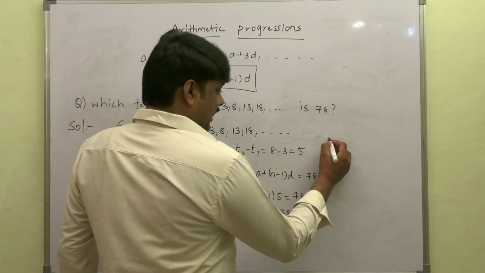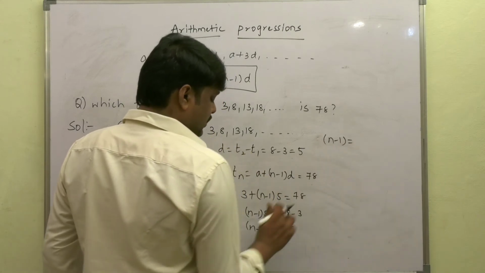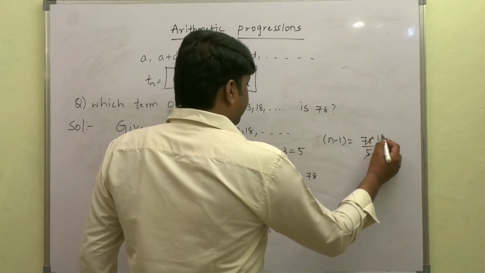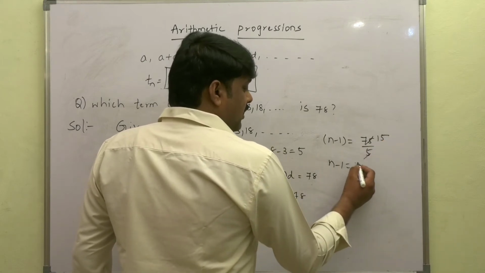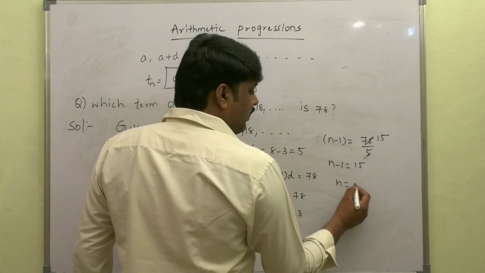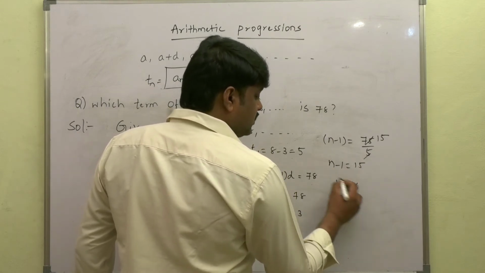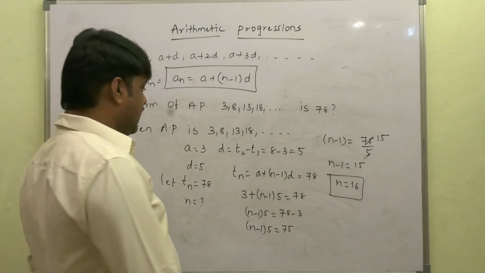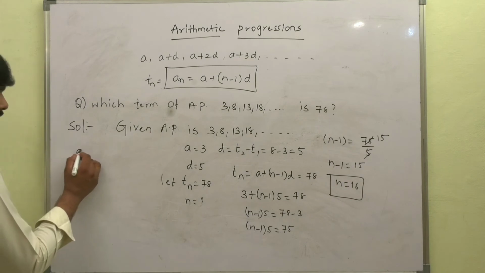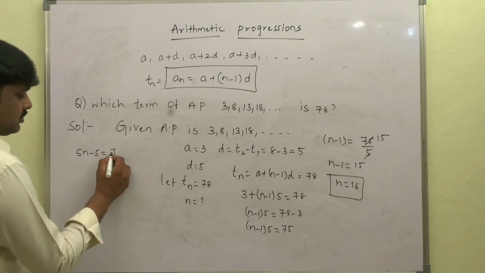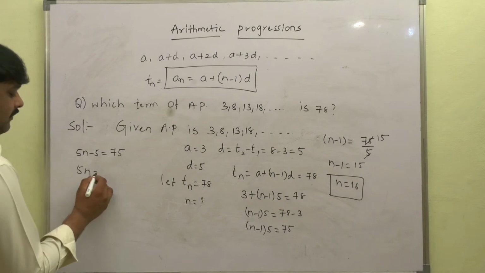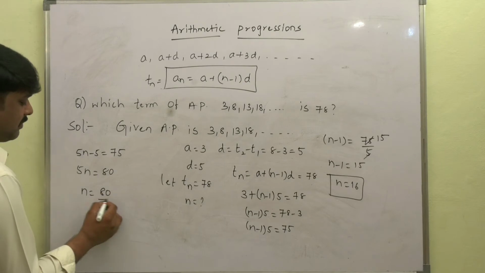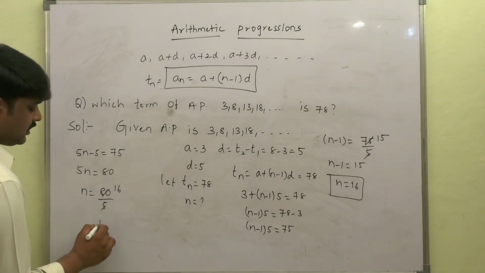నా n minus 1 equals to, multiplication లో ఉన్న 5 అటు పంపిస్తున్నాం. Then it becomes 75 by 5. 15, 5 15 75. n minus 1 equals to 15, or n equals to 15 plus 1, 16. లేదు కాదు, ఇంకో మెథడ్ అంటే let us multiply this 5 inside. 5n minus 5 equals to 75. 5n equals to 75 plus 5, 80. n equals to 80 by 5, 16.